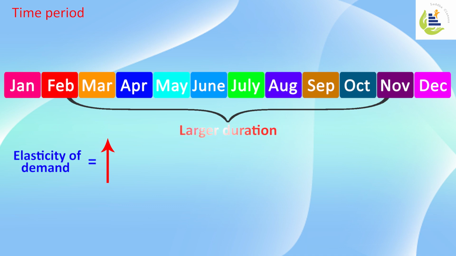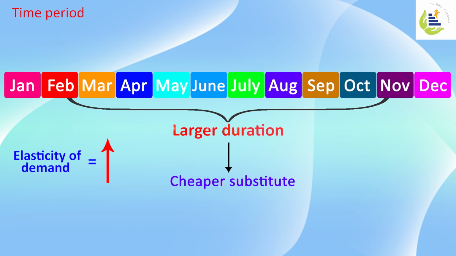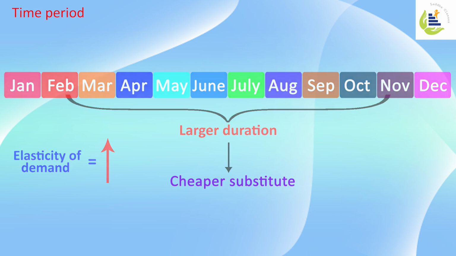In that larger duration, there are likely chances that you'll have a cheaper substitute available in the market and your demand will tend to shift to those products. So if the consumption pattern is of a longer duration, I'll tend to shift to easier substitutes. A classic example I'll try to give you.